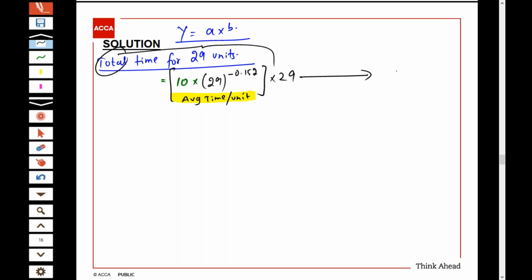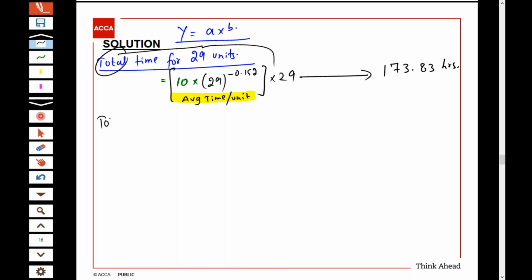So I will be receiving the answer, which will be 29 power minus 0.152 multiplied by 10 multiplied by 29. The final figure is 173.83 hours.